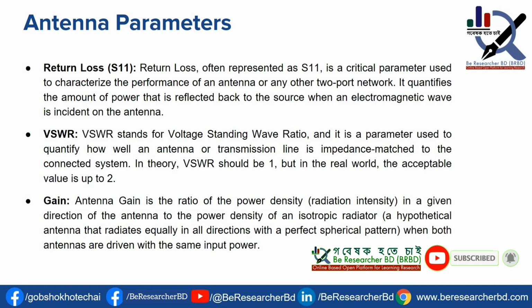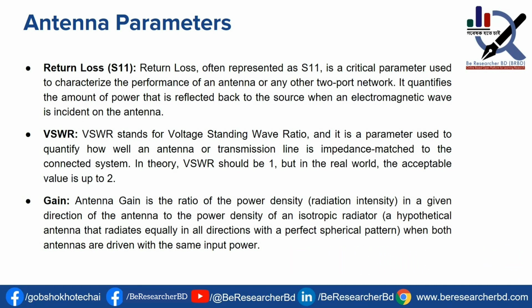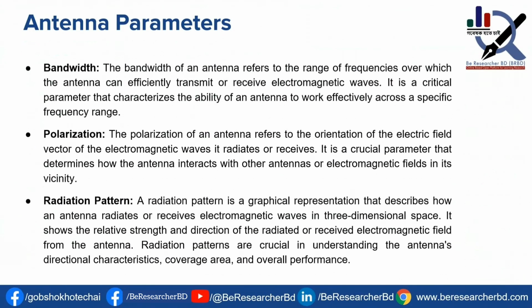Gain is also a crucial parameter in terms of antenna. Antenna gain refers to the amount of power that is transmitted toward the peak radiation direction compared to that of an isotropic source. The bandwidth of an antenna refers to the range of frequencies over which the antenna can efficiently transmit or receive electromagnetic waves. It is a critical parameter that characterizes the ability of an antenna to work effectively across a specific frequency range.